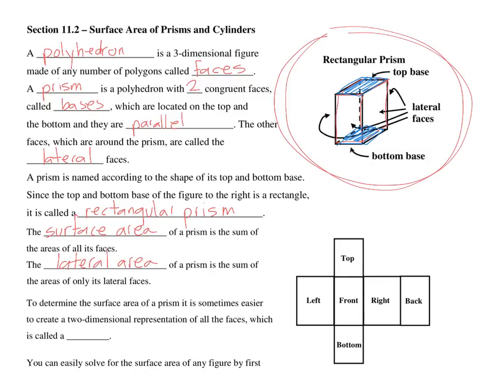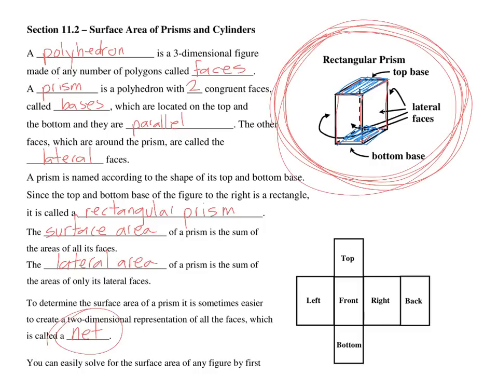Now, to determine the surface area of a prism, it is sometimes easier to create a two-dimensional representation of all the faces, which is called a net. This is a very important concept to understand to help you understand the formulas that we'll be using in the near future. So I've taken this figure and unfolded all the pieces that make it. I've taken it from a three-dimensional figure, unfolded it, and laid it down flat, and I get what's known as a net.